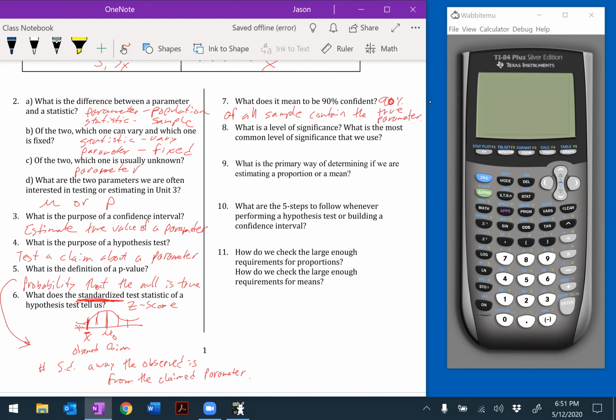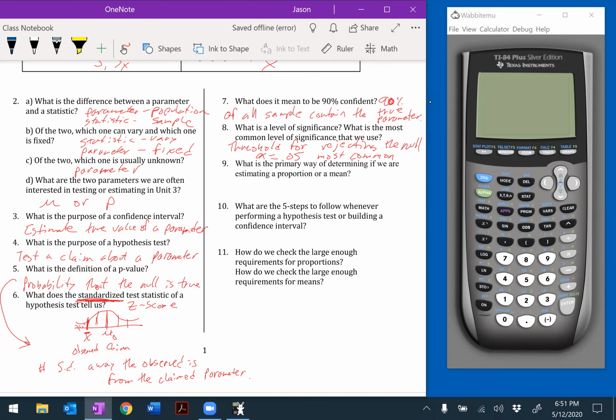What is the level of significance? What is the most common level of significance that we use? Okay, level of significance is a threshold for rejecting the null. Okay, alpha equaling 0.05 is most common, or our default.